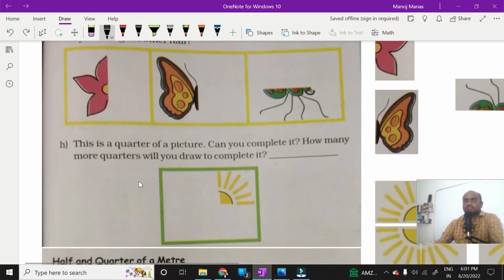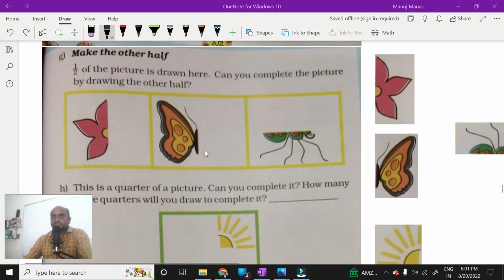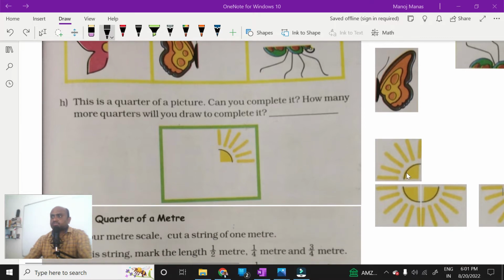And coming to one more part, this is a quarter of a picture. This is not half. He gave a quarter of the picture. How many more quarters will you draw to complete it? So we require 3 more. We already know that this is a sun. So one more part is here and the below 2 more parts. So we require 3 more, and those 3 more are copied here, you can see.